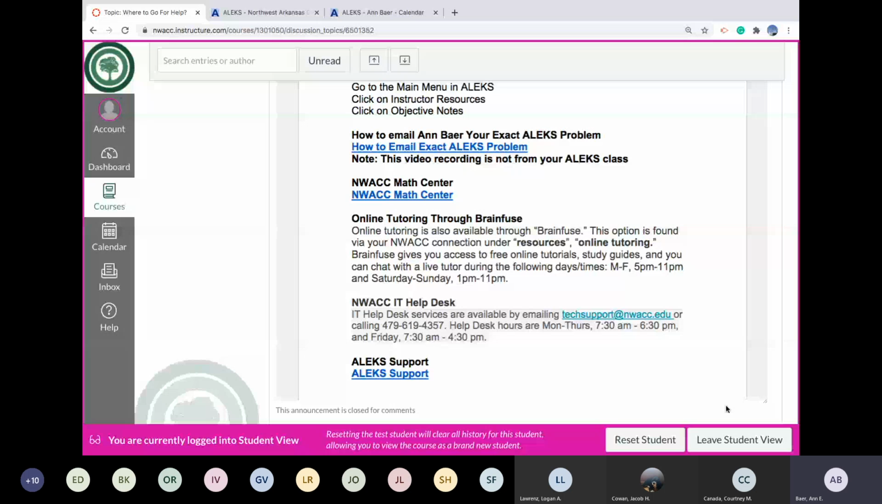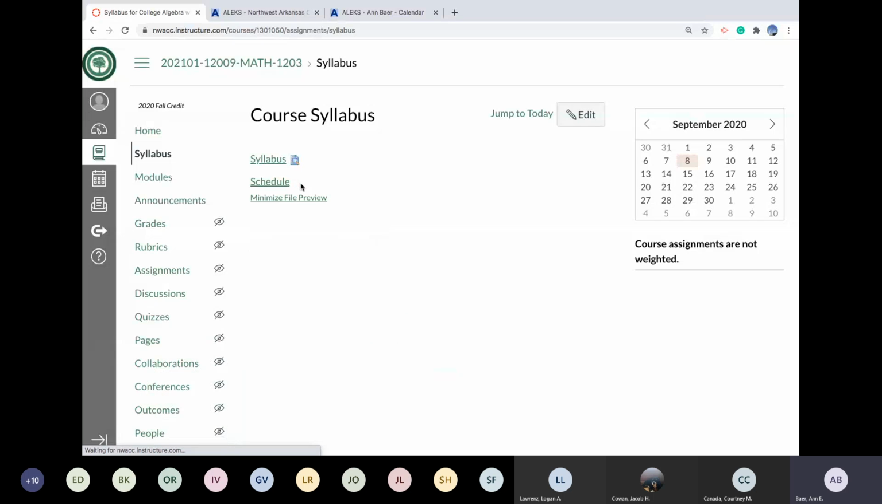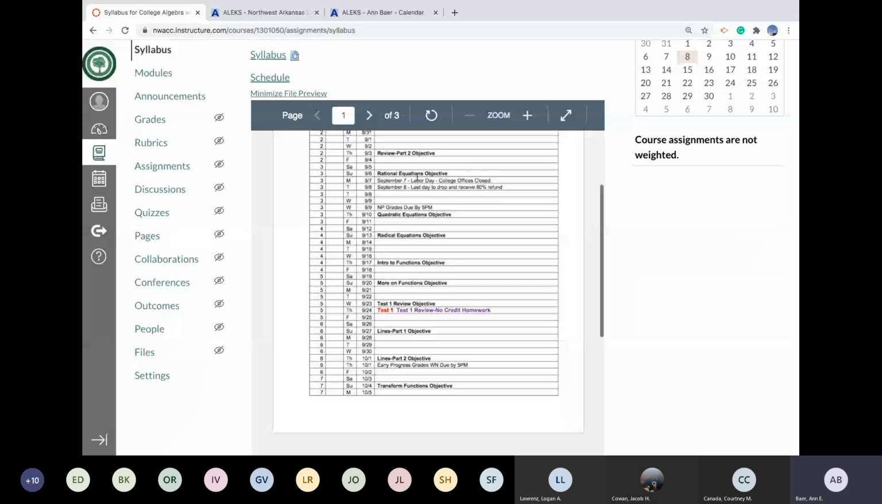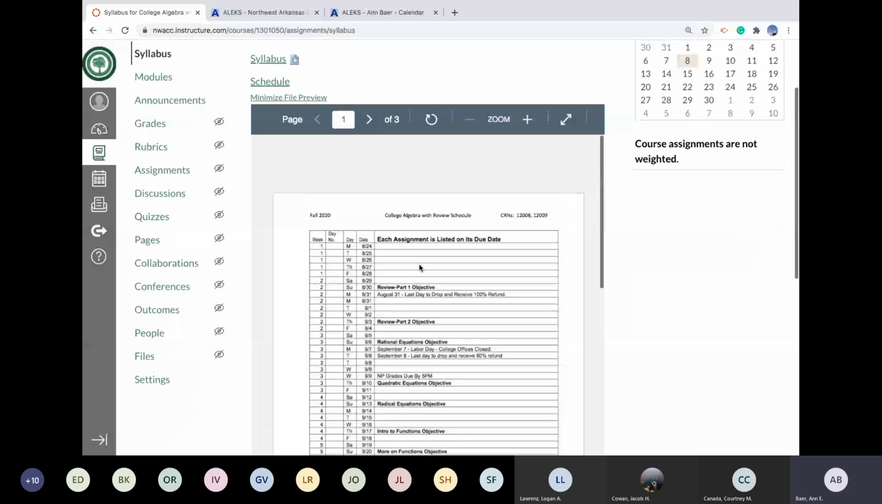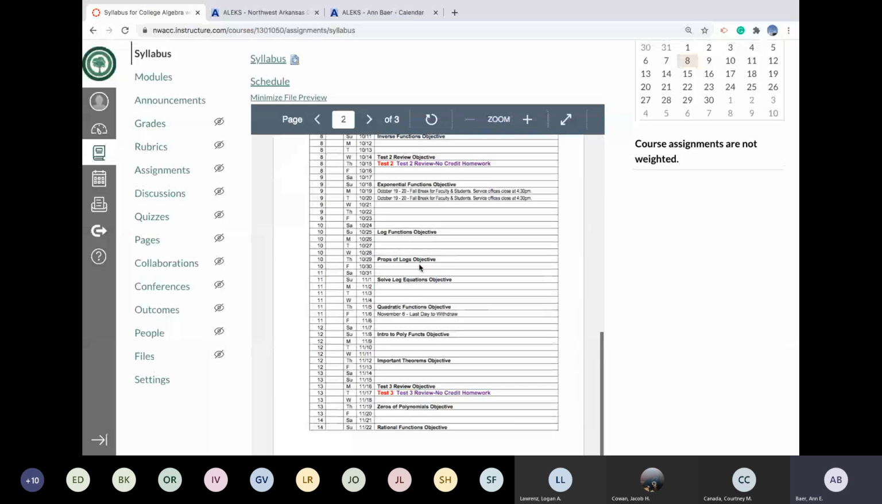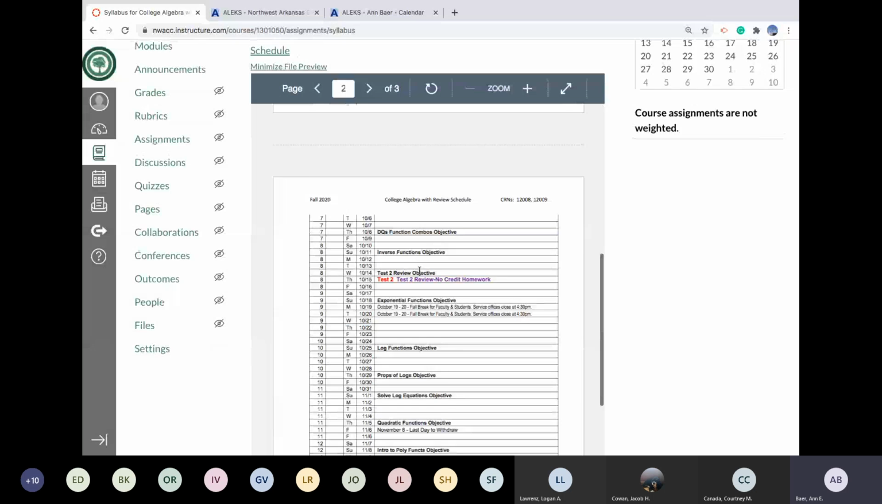Let me just show you one more thing. Where the syllabus is, there's now a schedule that has every assignment on it in the entire class and when it's due. Okay? That's under announcements. Actually, sorry, it's under syllabus. I thought it would be nice to have the syllabus and the schedule together. So it's under syllabus. So it's right here. So don't forget to go to syllabus to look at that.